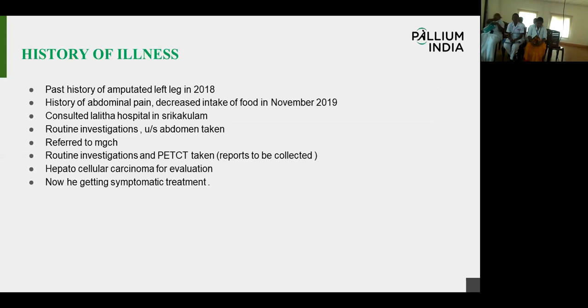History of illness: past history of an amputated leg in 2018, due to a small wound that developed in the left foot and formed gangrene, after which the doctor advised amputating the leg. History of abdominal pain and decreased intake of food in November 2019. Consulted Lalita Nursing Home in Srikakulam. Routine investigations done, ultrasound abdomen taken. Referred to MGCH. Again ultrasound abdomen taken.